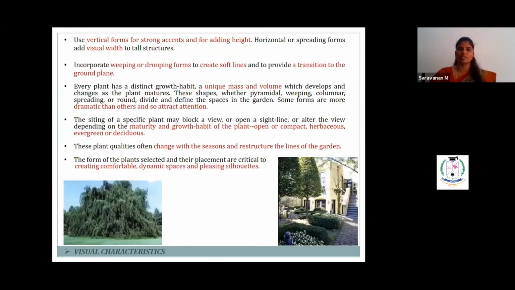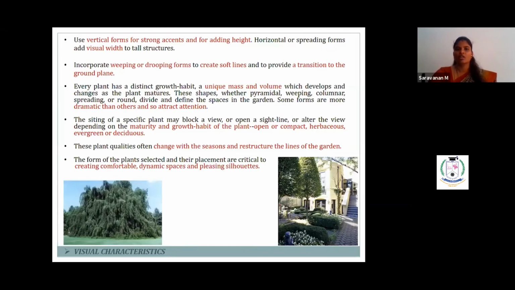And your next one is, you use your vertical forms for strong accents and for adding height. So as I said, your vertical forms can be used as a buffer zone. Horizontal or spreading forms add visual width to tall structures. You can see the images. We can incorporate weeping or drooping forms to create soft lines and provide a transition to the ground plane.